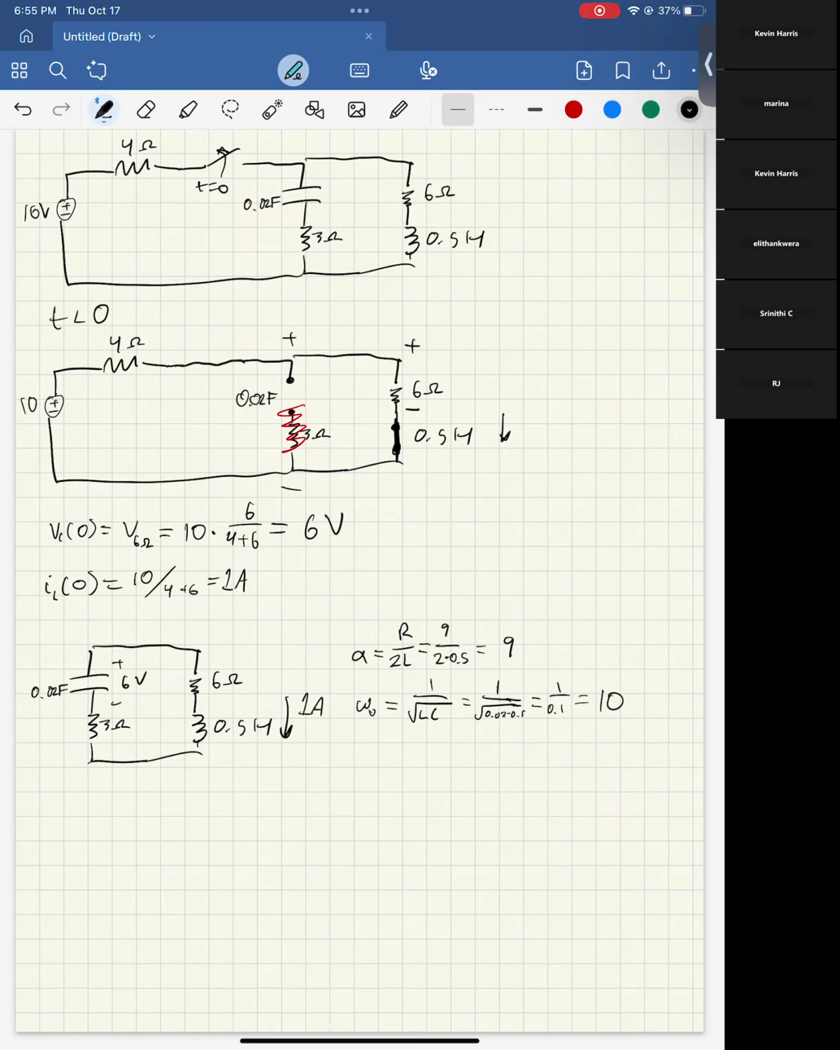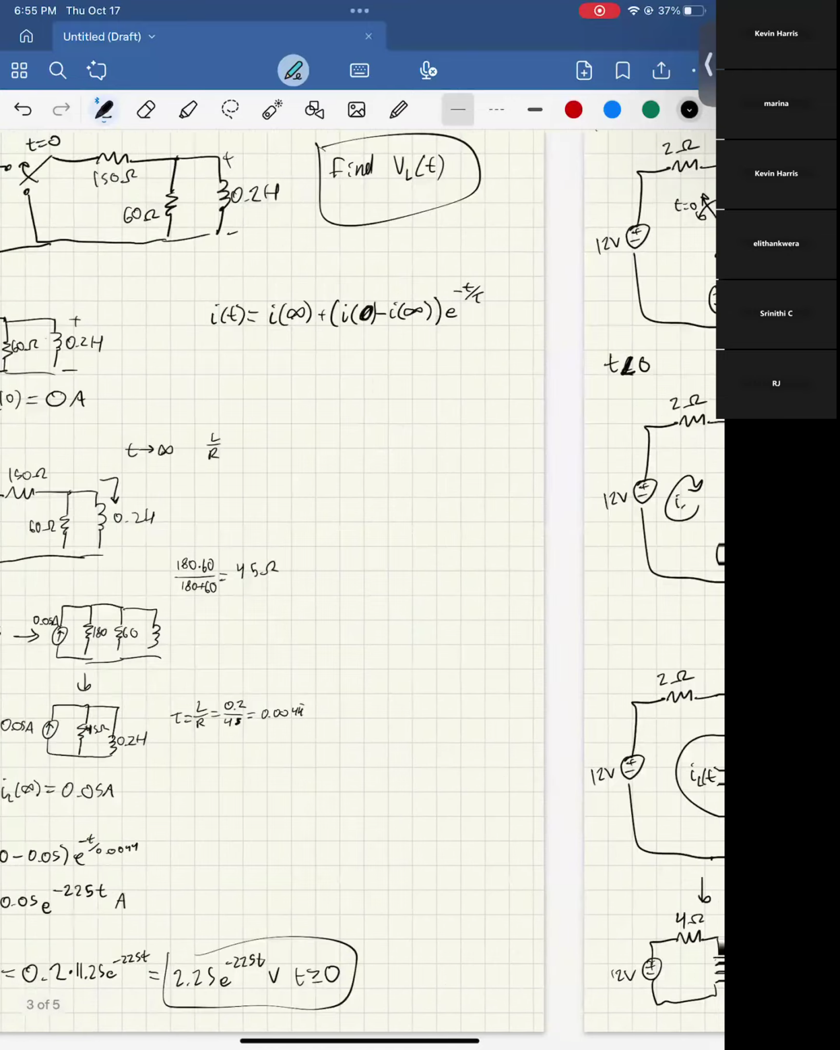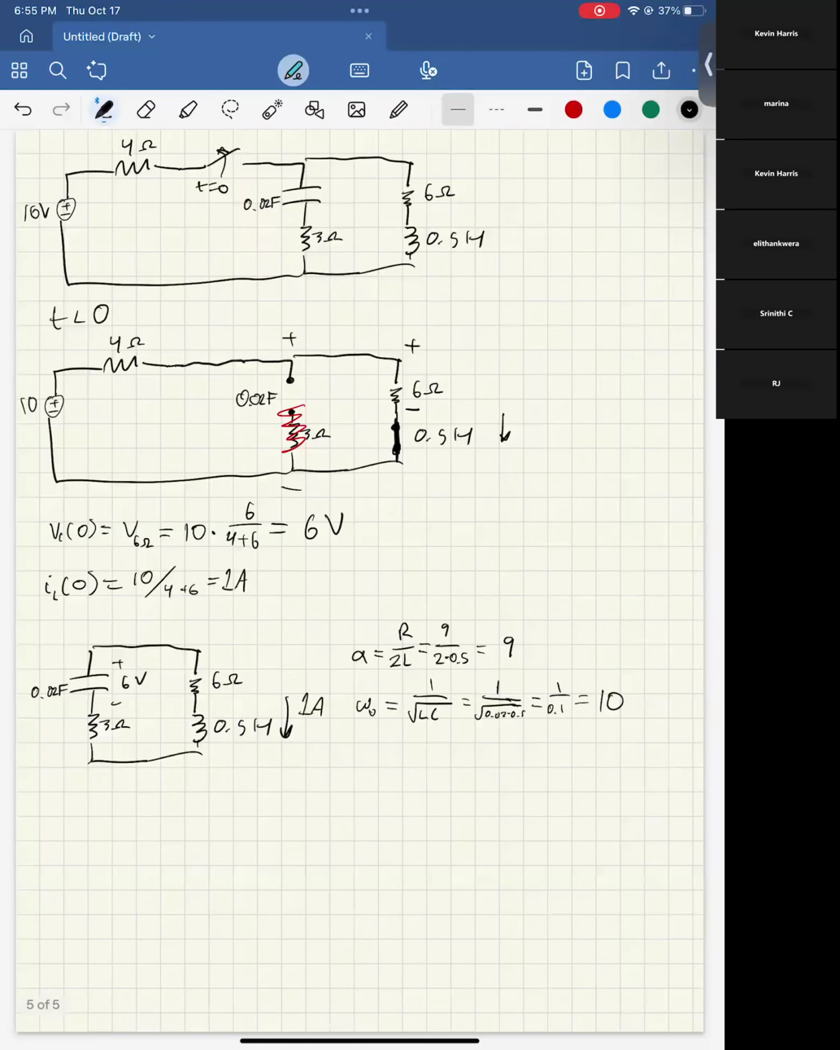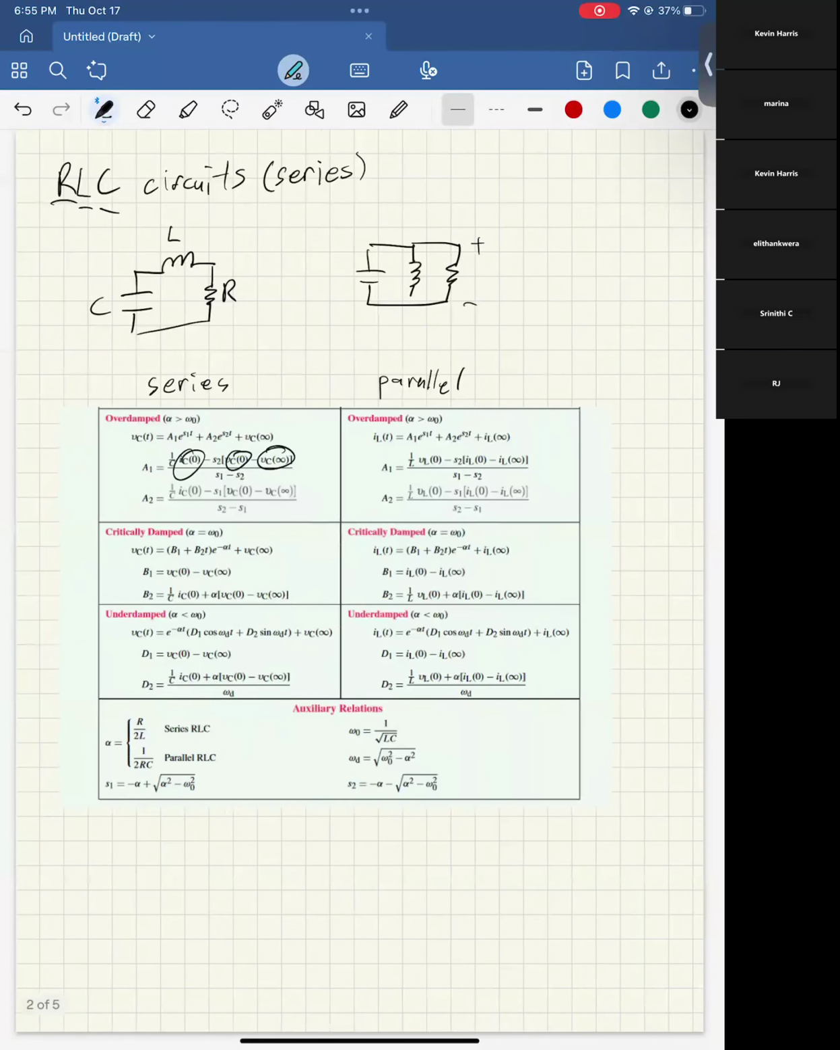So here we have omega naught, and we have alpha. What we do is look at how alpha compares to omega naught. Here we see that our alpha is 9 and our omega naught is 10. So alpha is very clearly less than omega naught, and that means we are using this third section.